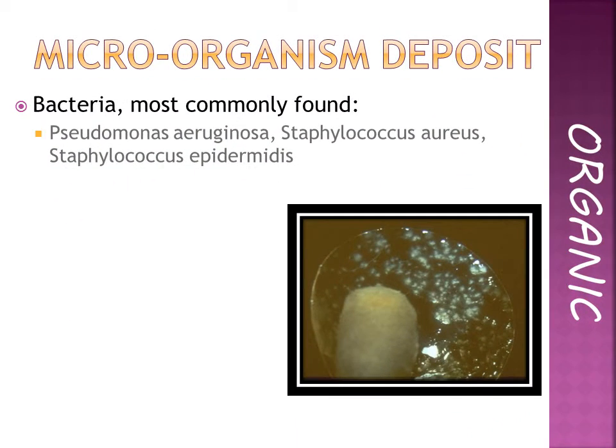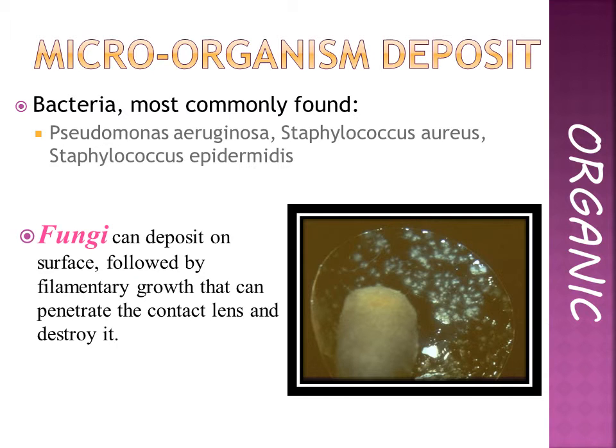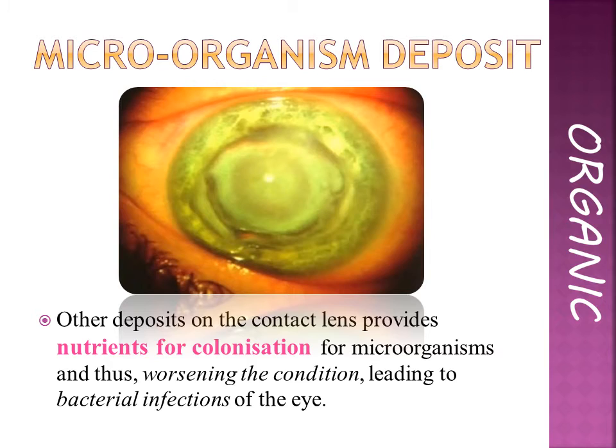Next is microorganism deposit, which includes bacteria. The most commonly found are Pseudomonas aeruginosa, Staphylococcus aureus, and Staphylococcus epidermidis. Fungi can also deposit on the surface, followed by filamentary growth that can penetrate the contact lens and destroy it. Other deposits on the contact lens provide nutrients for colonization by microorganisms, thus worsening the condition and leading to bacterial infection of the eye.